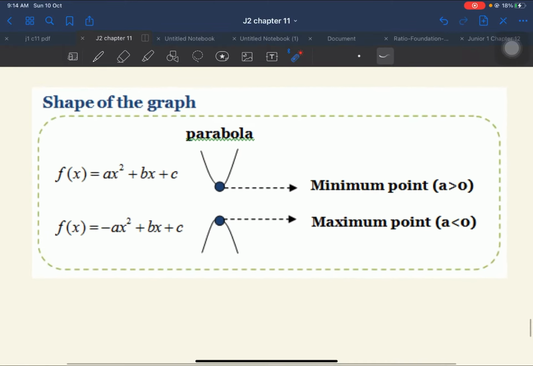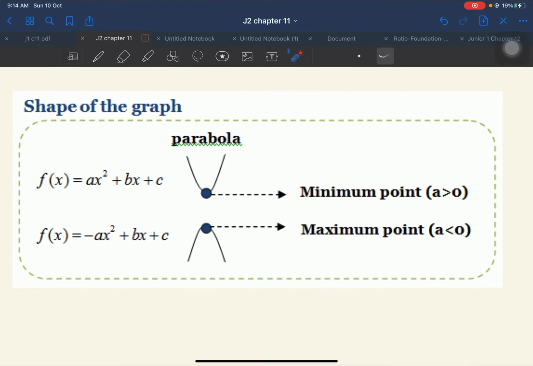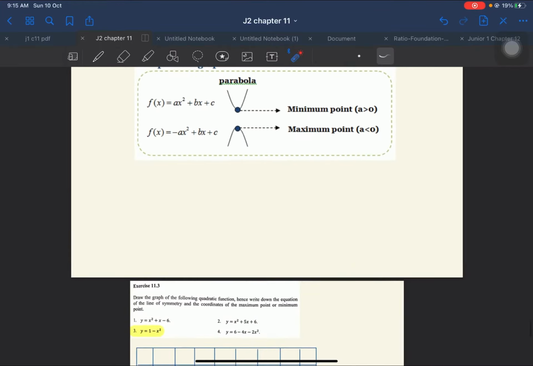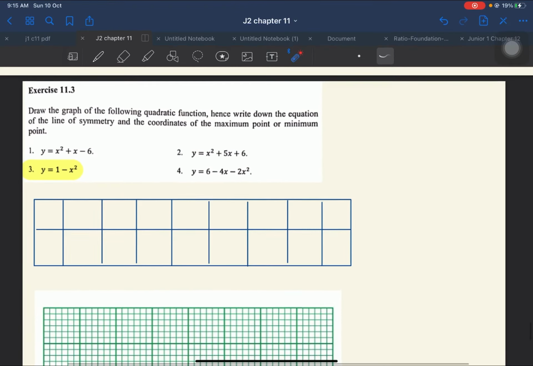Another point you have to know is that a parabola has a minimum or maximum point. When your graph opens upward, when your coefficient is a positive value, you will have a minimum point. And when your graph opens downward, when the coefficient of your x squared is a negative value, you will have a maximum point. We will look at an example under question 11.3.